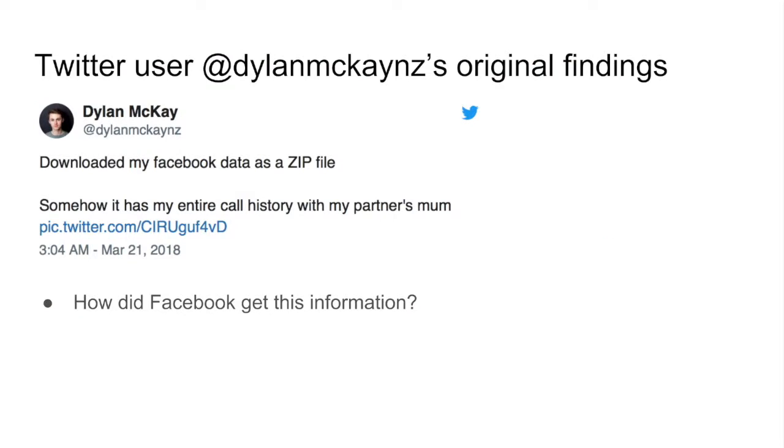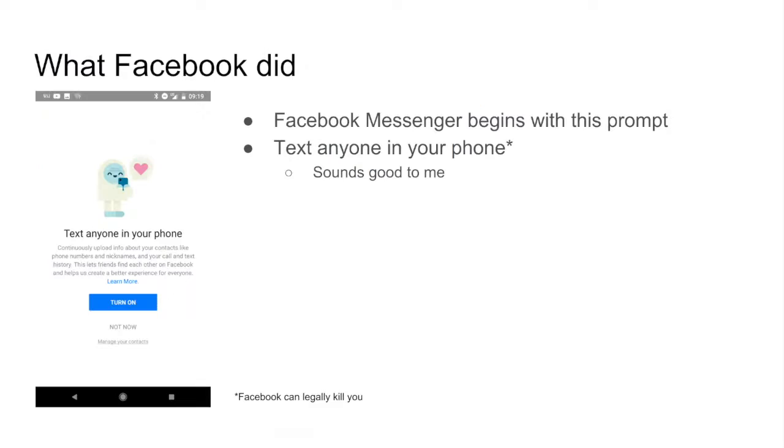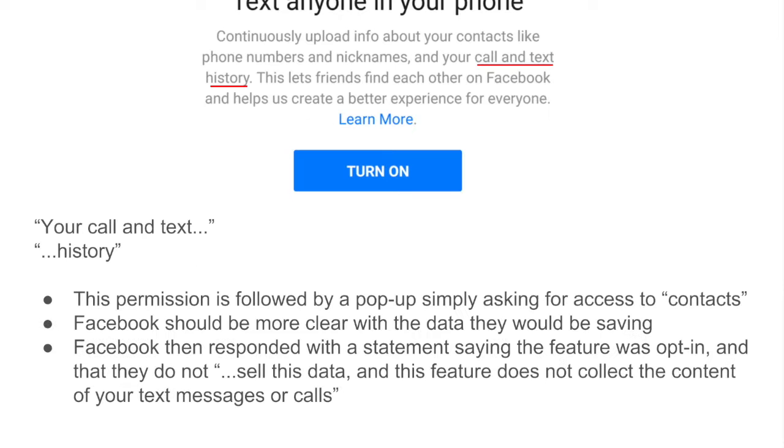Here's the tweet from user at Dylan McCain's with a Z, which was initially what started the public response to the unusual data collection from Facebook. So, what exactly did Facebook do here? When you install Messenger on your phone, you're met with this prompt and this friendly Yeti over here. In large letters, it simply reads, text anyone in your phone, which seems pretty standard.